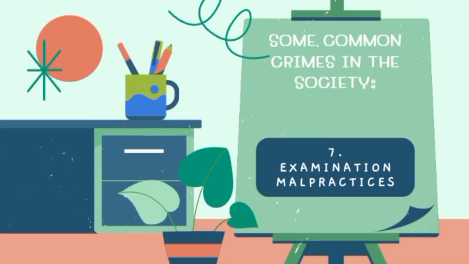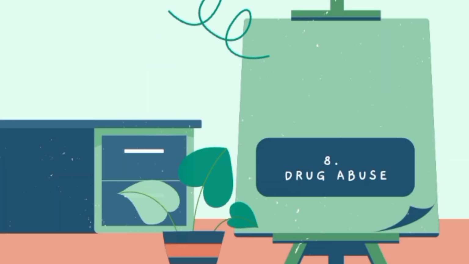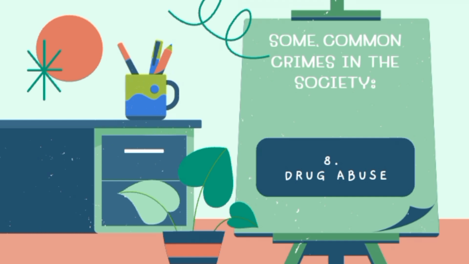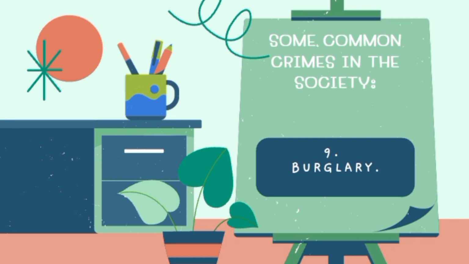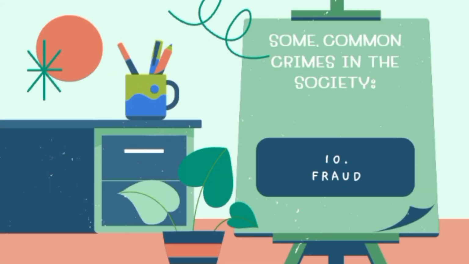We also have examination malpractice. This is mostly committed by students. Then we have drug abuse. And also we have burglary. Burglary is breaking into a building or a property with the intention to commit a crime. And lastly, in this video, we have fraud. Okay? Deceiving a person for your personal gain. So these are some of the common crimes we have in our society.